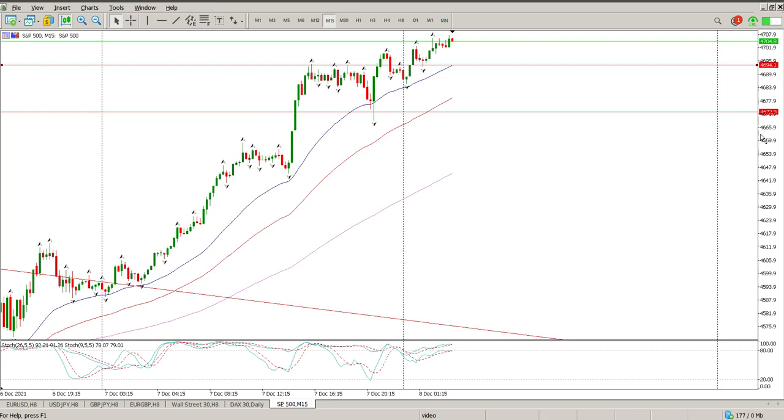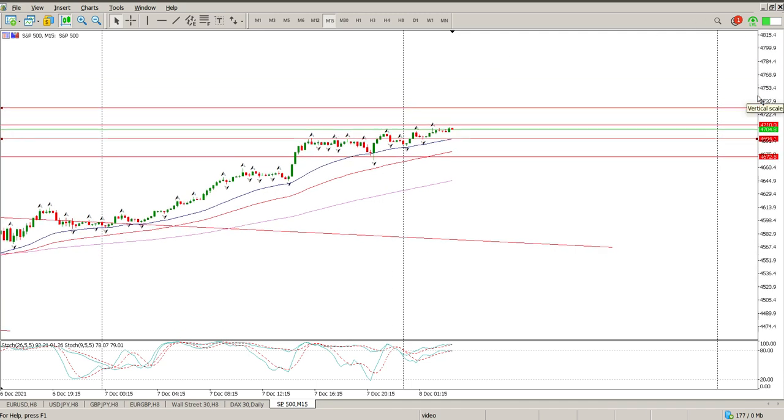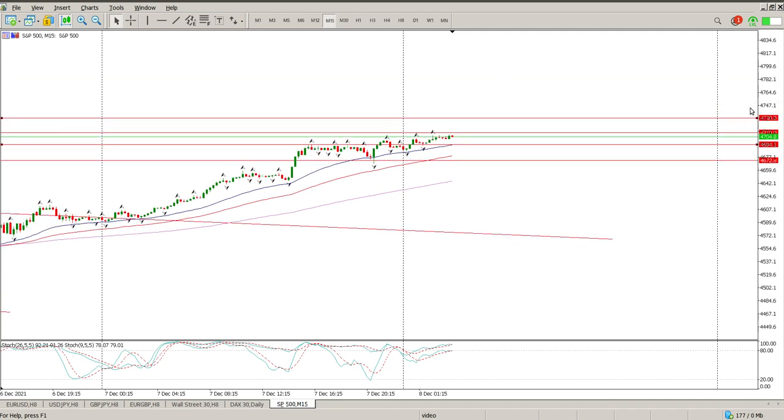So you're probably going to grind higher still and test this 47.10 today at least. I expect to bounce off it, maybe just range around. If we break the 47.10 area, then our next target is 47.30. We need to get above that. If we get above that, then we're starting to head for 4,800.